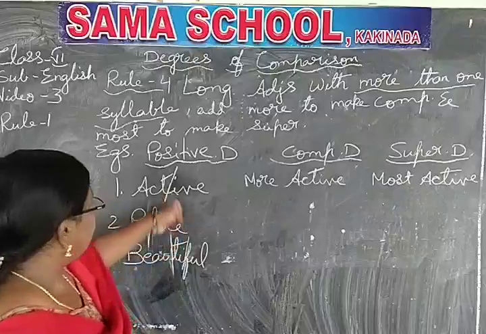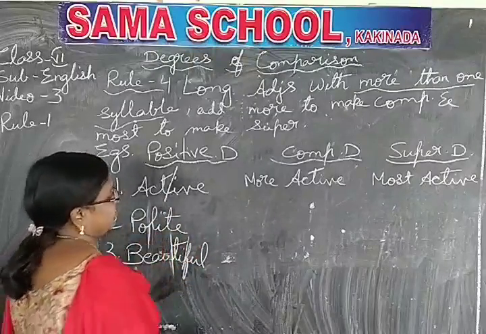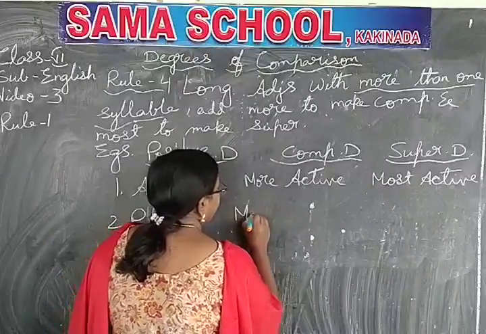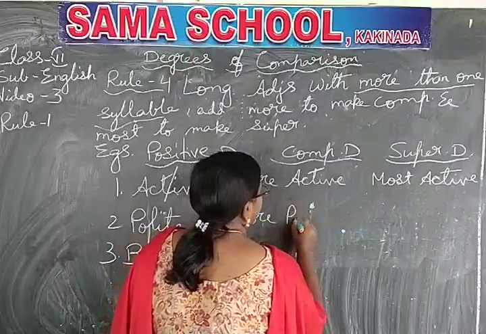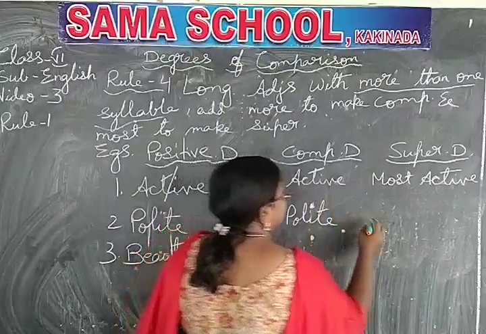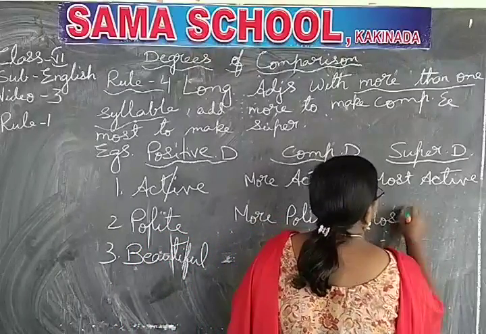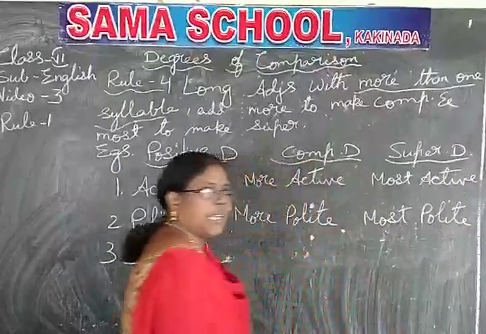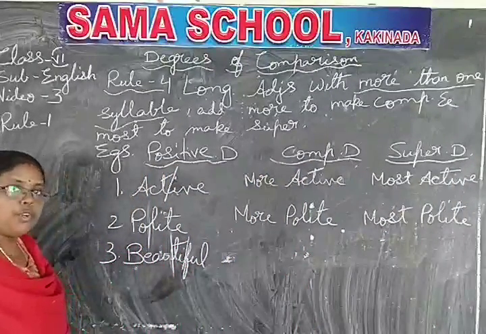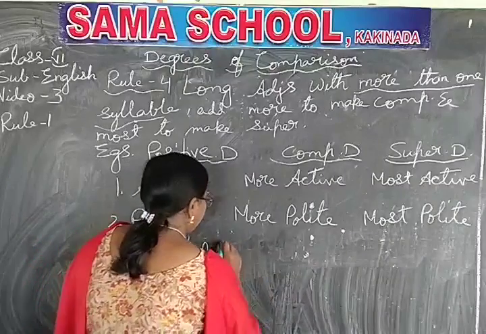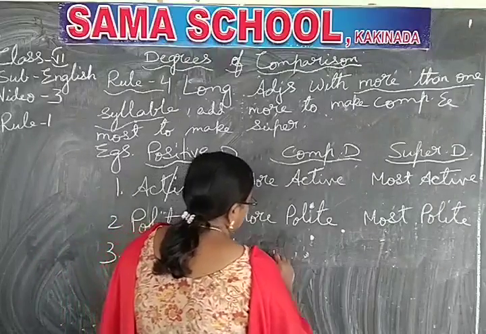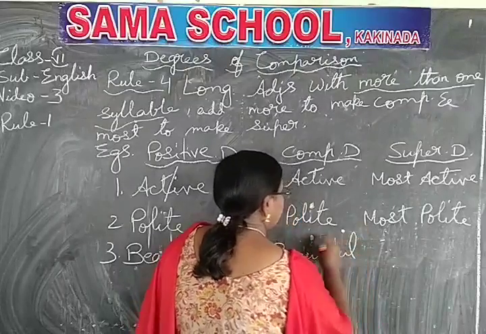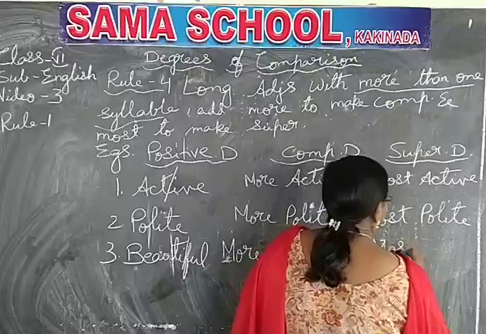Okay, here more than one. Polite. So po plus light, two syllables, right? So more polite, most polite. Okay, more polite, most polite. Next, beautiful, more beautiful, most beautiful.